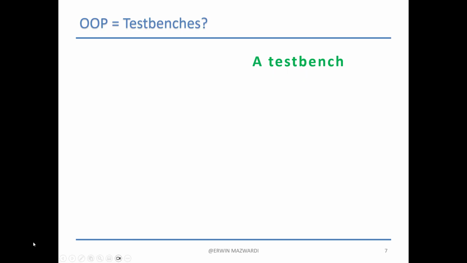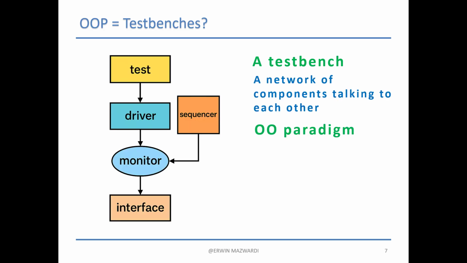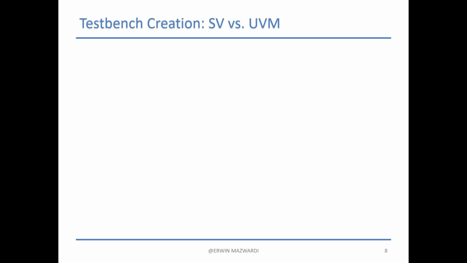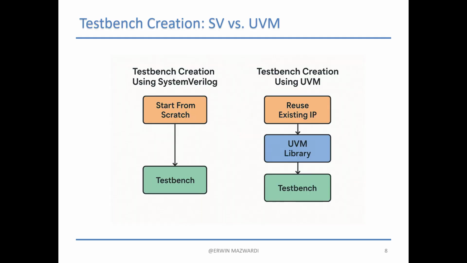Here's where it gets really cool for us verification folks. A test bench and an object-oriented program, not that different. If you think about it, a test bench is just a network of components talking to each other. And OOP, it's all about interacting objects. It's a perfect match. Before jumping into UVM, we'll first use SystemVerilog to model our test bench components. SystemVerilog already gives all the object-oriented constructs we need.